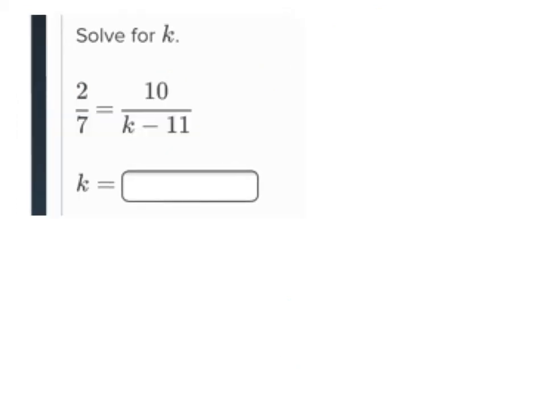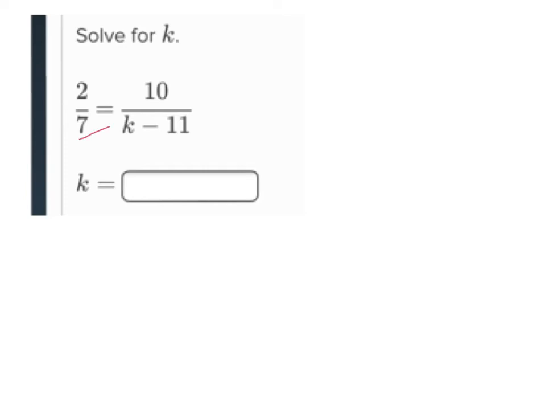So look at this example. On the left I have a fraction. And on the right I have a fraction. And in the middle I have an equal sign. Anytime that's true, I cross multiply. So what you should do is pause it, and you should try to cross multiply and solve for k and see what you get. See if you get the right answer.